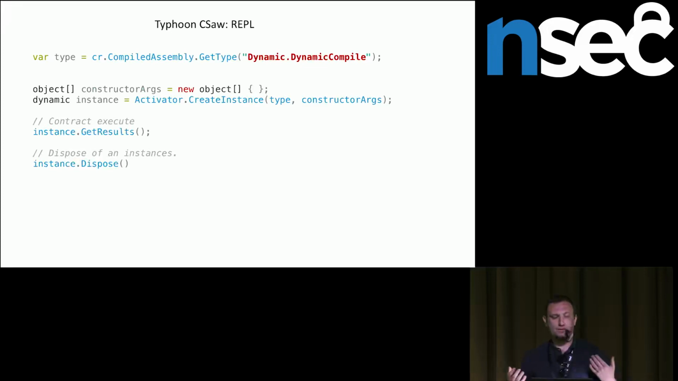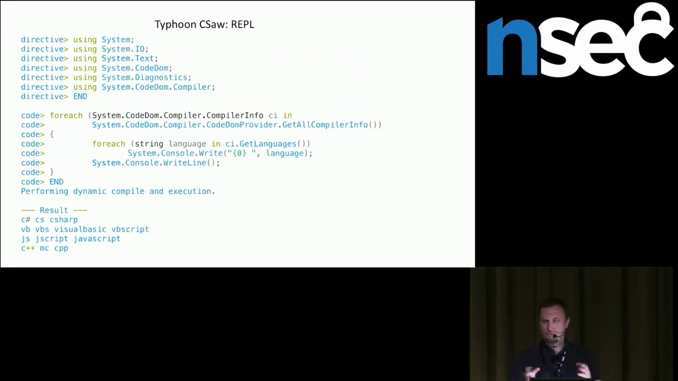At the REPL, at whatever interpreter shell that you have, you specify a directive that goes into the preamble, right? And then you have the code, and then you start compiling, and you get the result because you've invoked the contract. So in this contrived example, we just get the number of what languages and compilers are available on the system, but your mileage may vary. You can start querying the system through .NET.